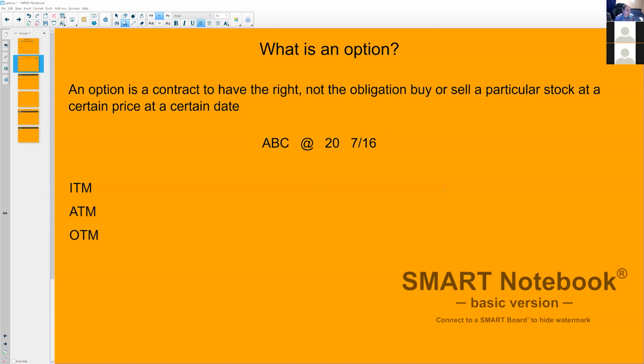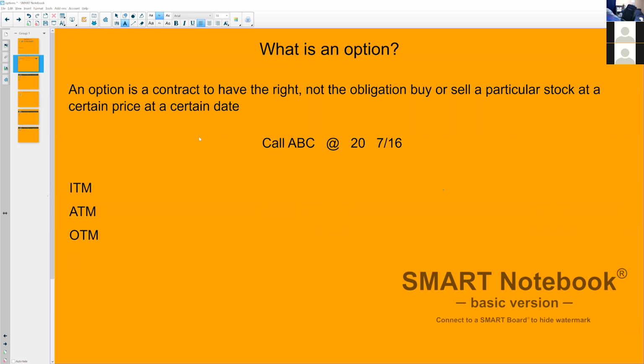So when someone says, oh, I bought option ABC at 20 for 7/16, basically this just means, I'm going to write call. So they said a call for stock ABC at 20, which means $20. And then this is the date when it expires. I'll go into what all that stuff means in a second.